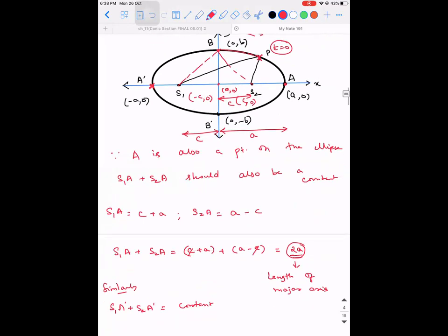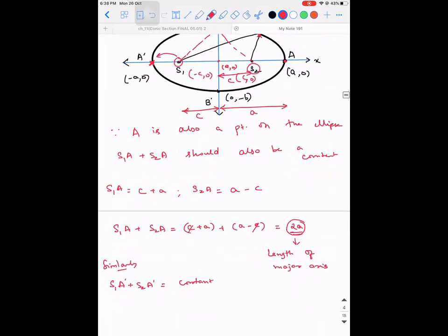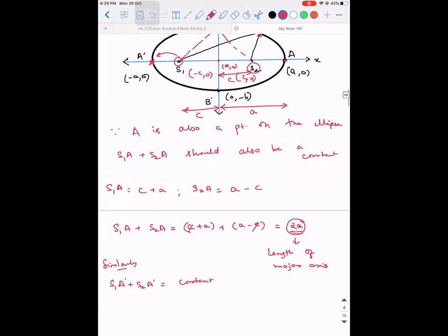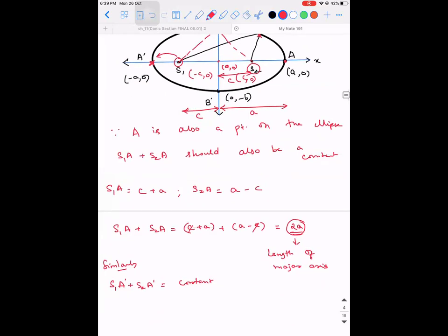So according to the definition, S1 is a fixed point. The distance from the fixed point to this moving point plus the distance from the next fixed point to the moving point should be a constant. So what is S1A dash, guys? I am saying it is A minus C. Plus what is S2A dash? I am saying it is A plus C. What will you get? You will still get 2A.